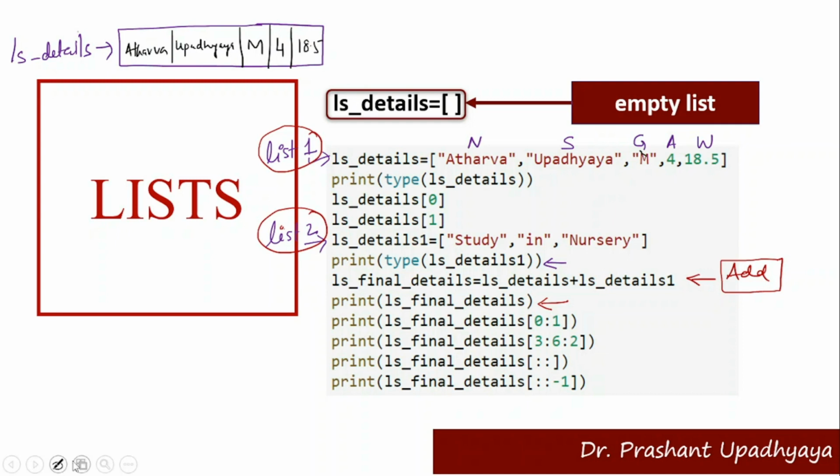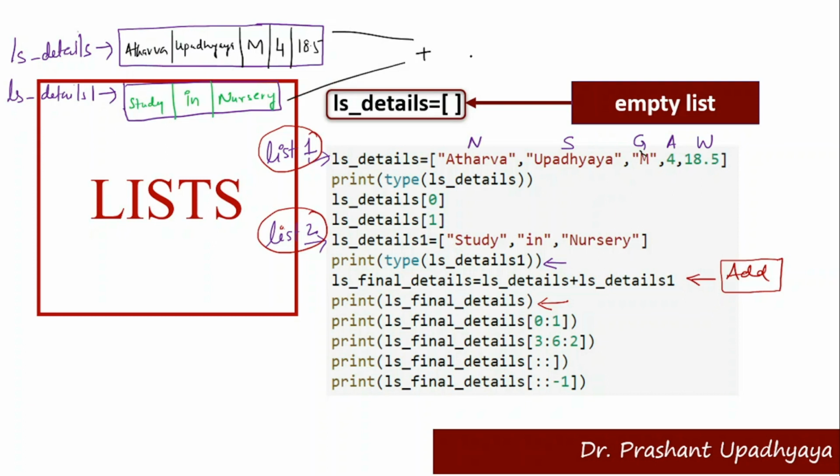Then I have created another list with the name ls_details1, and in this I have stored the value study in nursery. Now I am performing an addition operation. I am taking this and this, and I'm performing the addition operation.